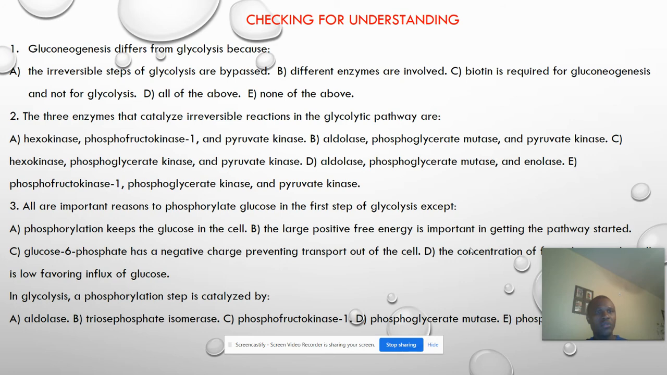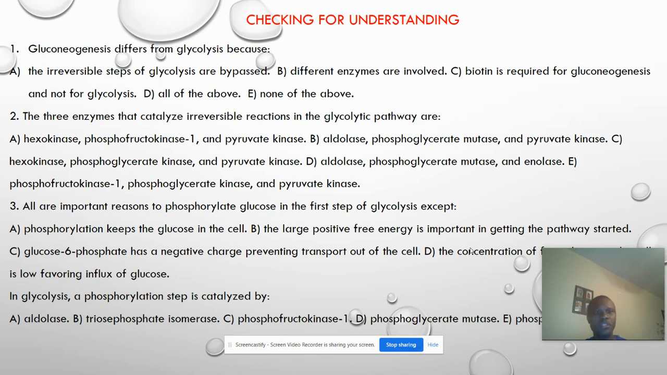For the second one, the three enzymes that catalyze irreversible reactions in the glycolytic pathway are: A. Hexokinase, phosphofructokinase 1, and pyruvate kinase. B. Aldolase, phosphoglycerate mutase, and pyruvate kinase. C. Hexokinase, phosphoglycerate kinase, and pyruvate kinase. D. Aldolase, phosphoglycerate mutase, and enolase. E. Phosphofructokinase 1, phosphoglycerate kinase, and pyruvate kinase. Now, question number 3.